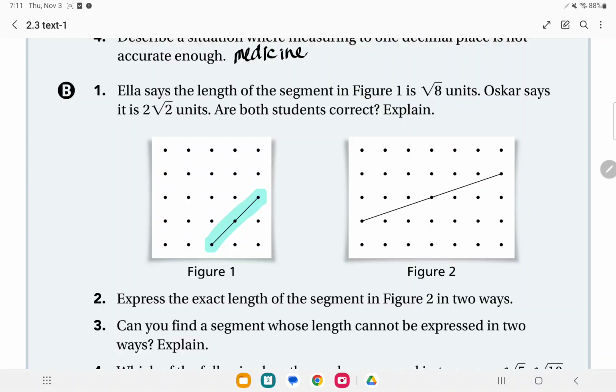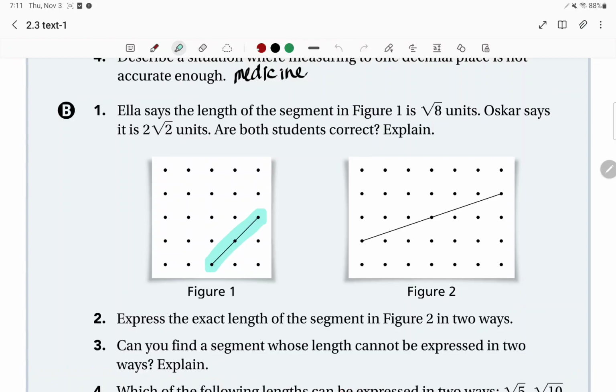Now if we come back here, on number 1, Ella says that the length of the line segment, so we answered that question already. We know that this length right here, since we found it, was the square root of 8. The length of this was the square root of 40. Okay, and we'll just say units. Put that in there.